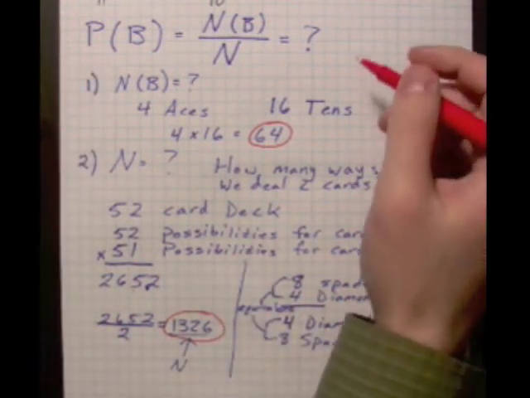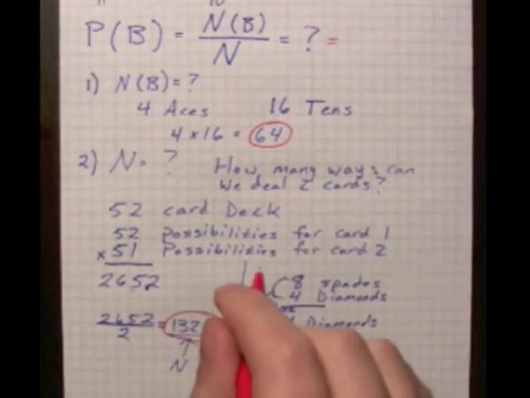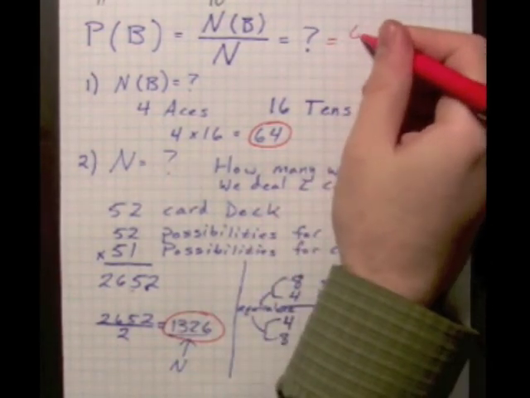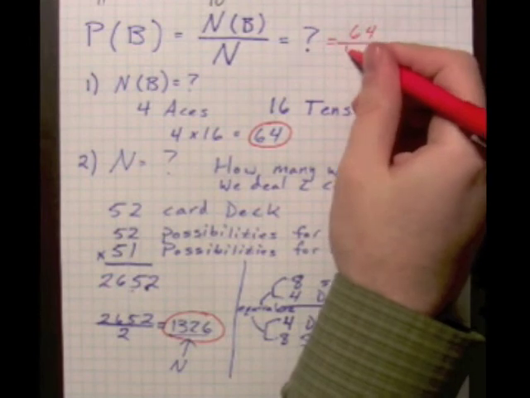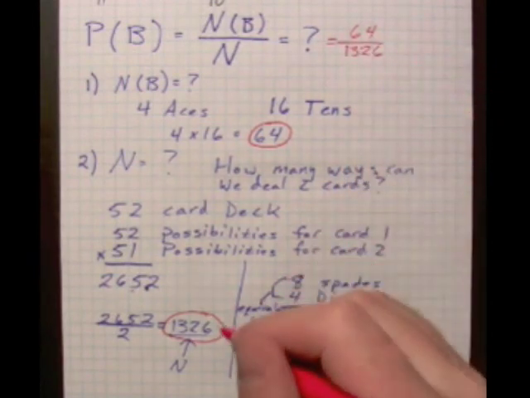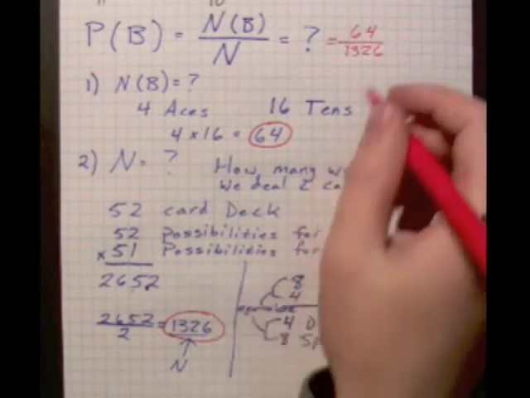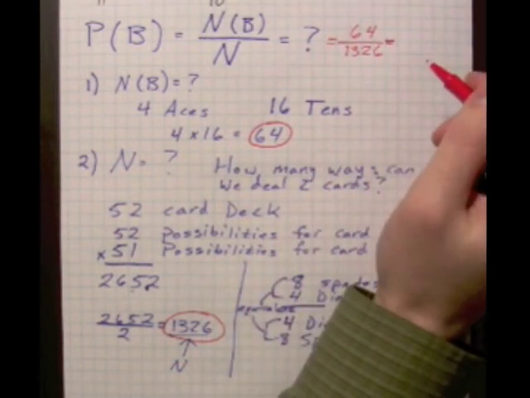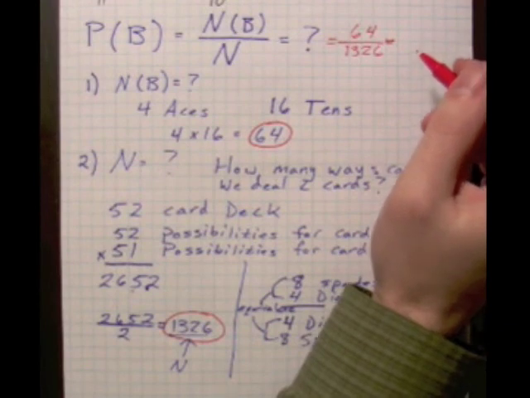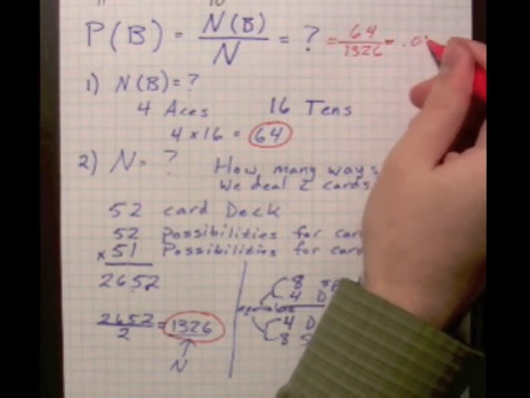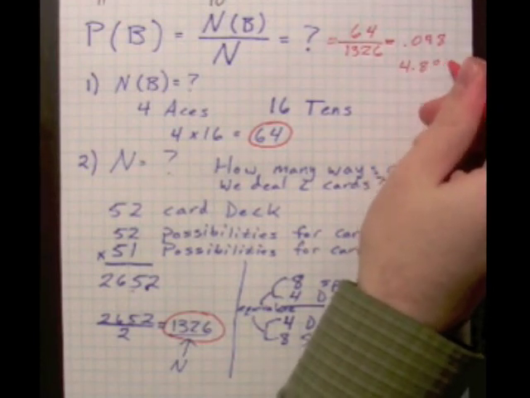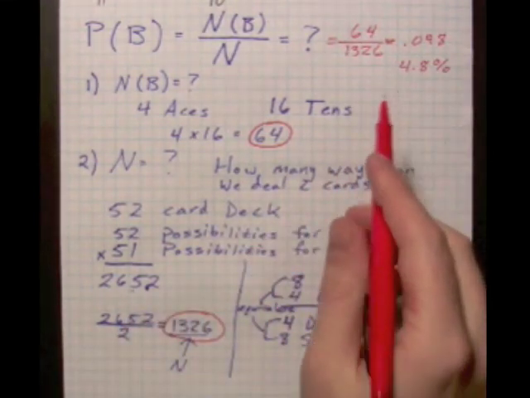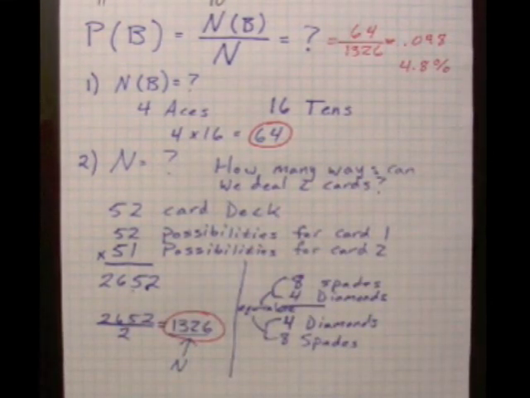Okay, so let's put those items together now, and we can calculate our probability of getting a blackjack. So 64 for the number of ways to make a blackjack, 1326, the total number of ways 2 cards can be dealt. 64 divided by 1326 is 0.048, or 4.8%. Okay, so almost 5% of the time when you're playing blackjack, you can expect to be dealt a blackjack.